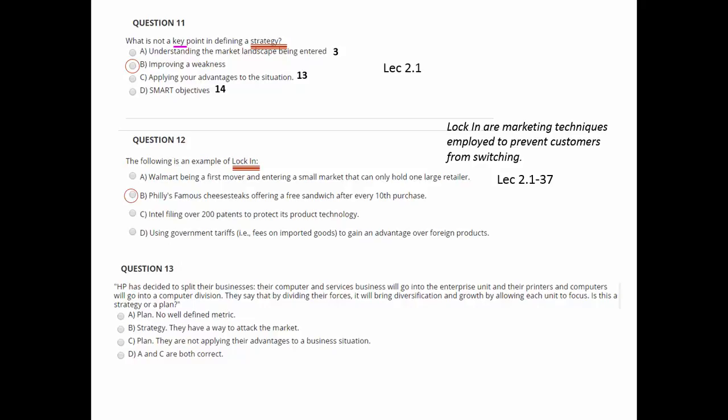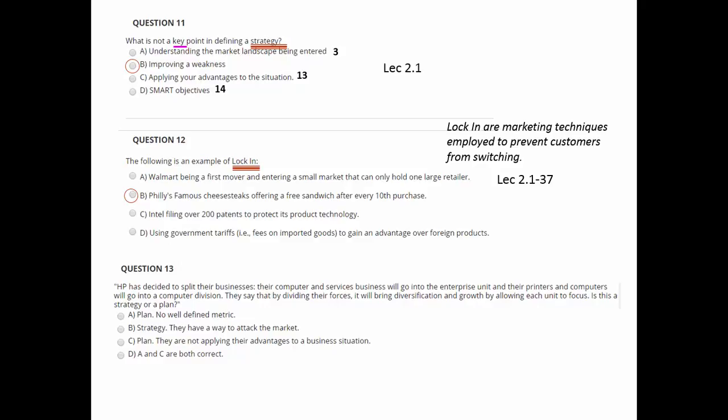And that's because offering customer loyalty cards is what they do. By offering people a free sandwich after every 10th purchase, you want to stay there, because if you switch, you're going to lose your chance at your free sandwich. I don't know, it always locks me in.